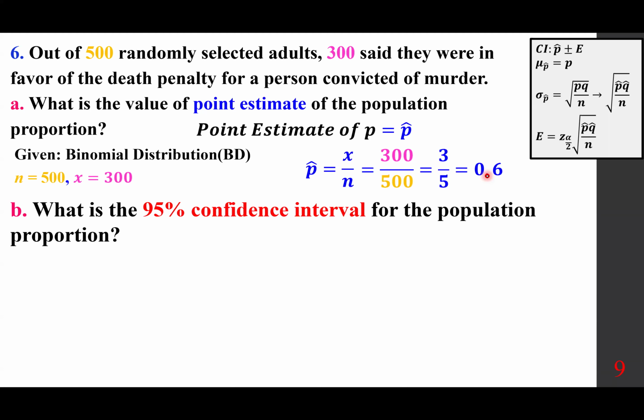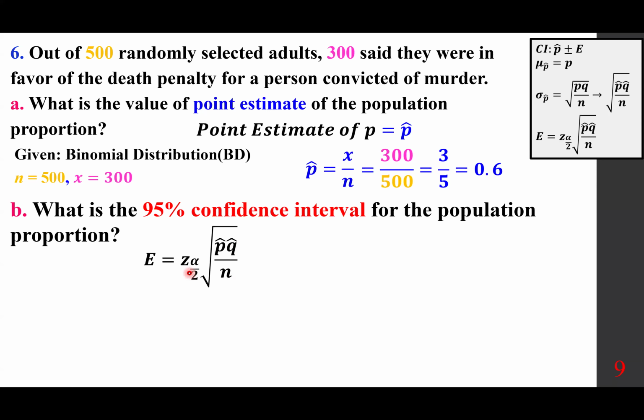T is an approximation of Z. Therefore, one approximation is bad enough. We never ever use the T. We always use Z in the case of a binomial distribution. So having said that, E is Z alpha over 2 times the square root of P hat Q hat over N. And so we have everything.